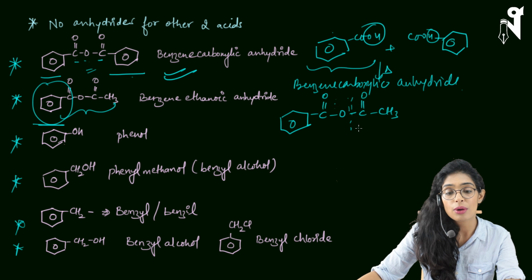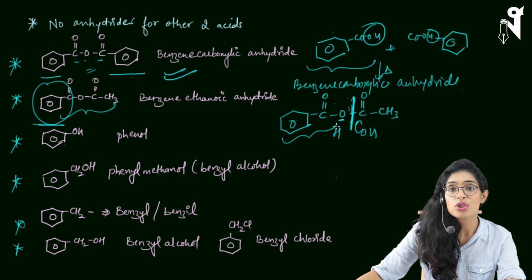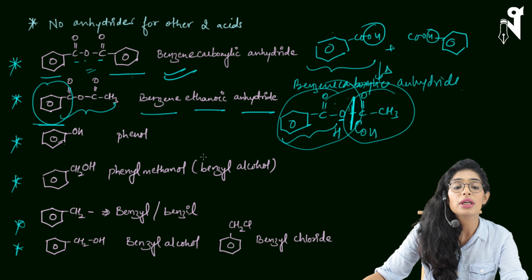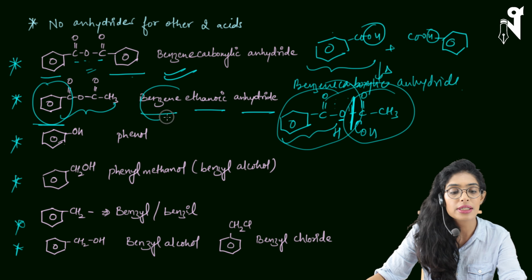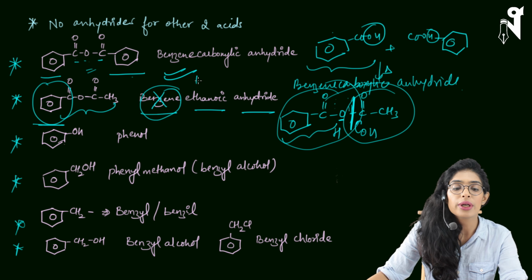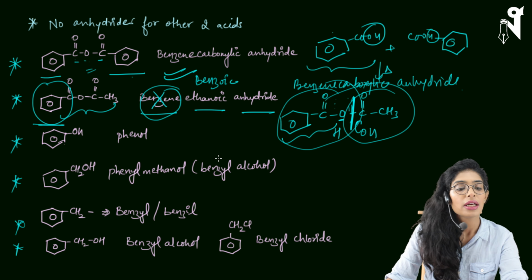So if I'm splitting from here, OH will go and connect over here, whereas O is already here, so it will get H from the water. And the two acids from which it has been formed are benzoic acid and ethanoic acid. So the name will be benzoic ethanoic anhydride. I have written benzene over here. Please correct it. It is benzoic ethanoic anhydride.